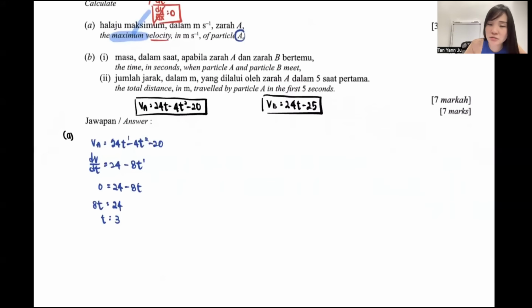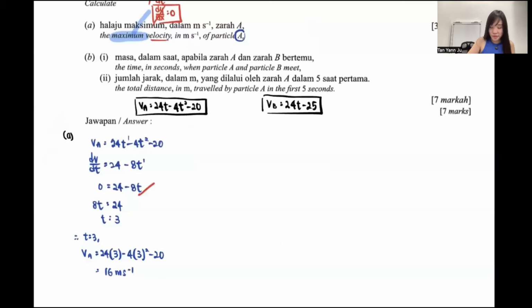Is it the final answer? No. People didn't ask you at which second you reach your maximum velocity. They're asking you what your maximum velocity is. So now you know on the 3rd second you will reach your maximum velocity. For you to find the maximum velocity, you just sub the 3 back into the equation: 24(3) minus 4(3) squared minus 20, 16 meters per second.